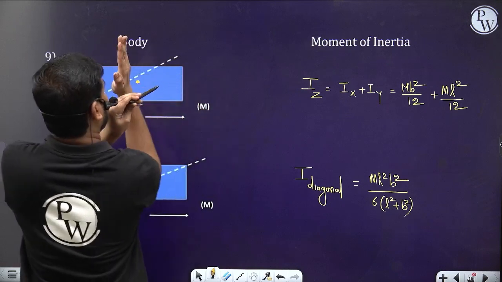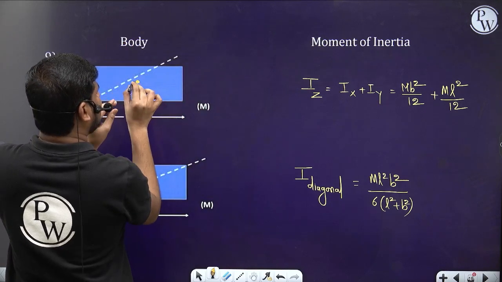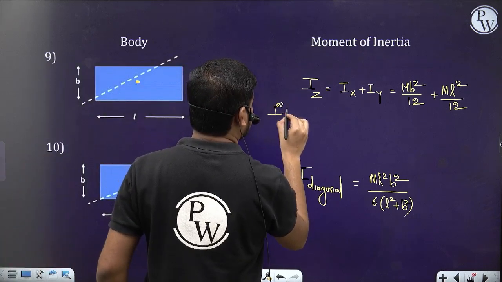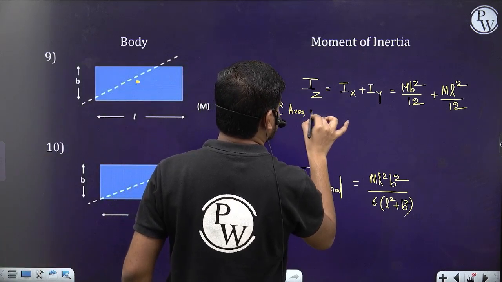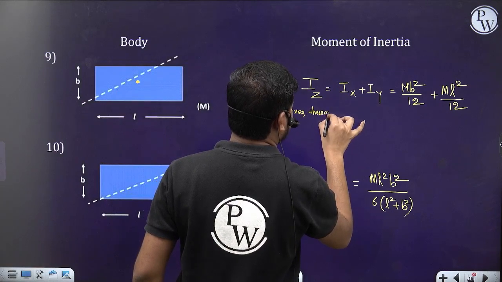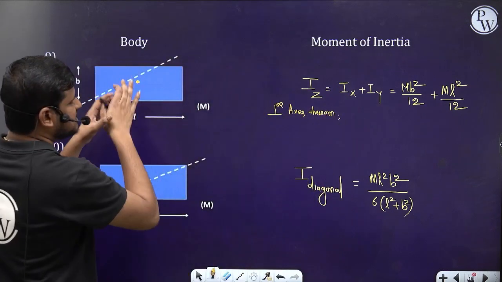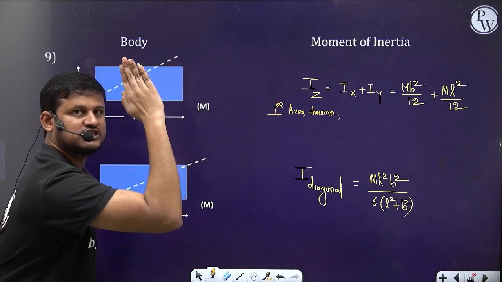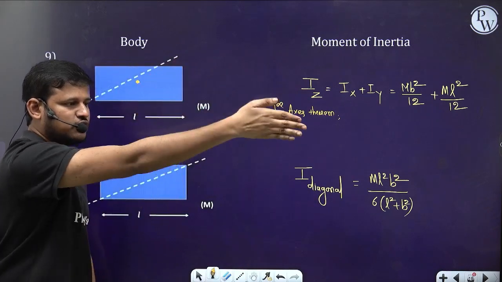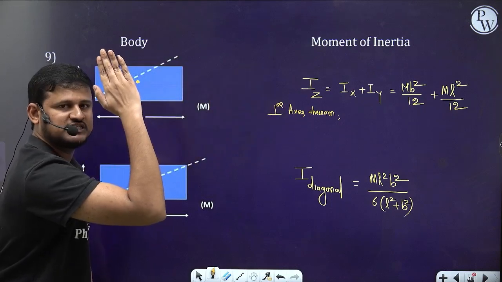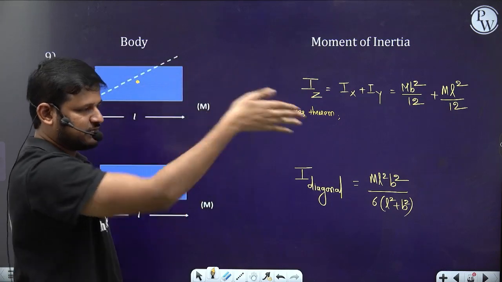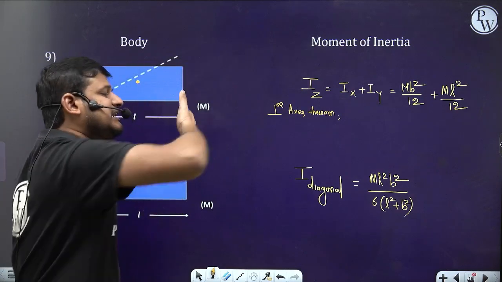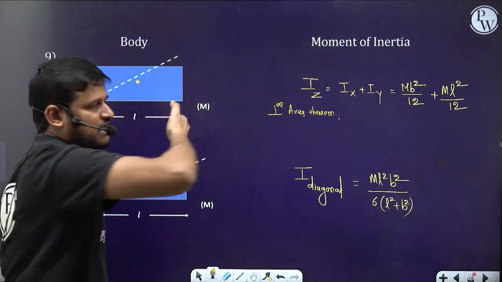About this axis we know, about this axis we know. So now can we find about this axis according to the perpendicular axis theorem? According to the perpendicular axis theorem, we can say the moment of inertia about the z axis, that is, perpendicular to the plane. We already know about this axis and this axis. Yes or no? So about this axis it is mb square by 12, about this axis ml square by 12. Now I need about this axis.